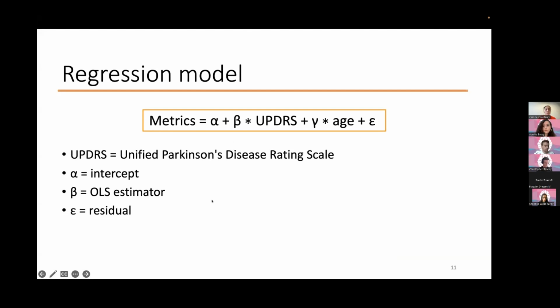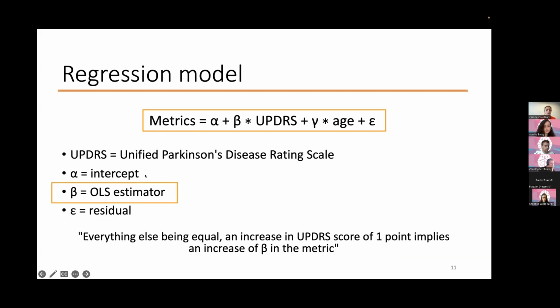So here our parameter of interest is the beta parameter, which is the least square estimator of the causality link between our metrics and the UPDRS. So the interpretation of such a coefficient is that, everything else being equal, an increase in UPDRS score of 1 point implies an increase of beta in the metric.